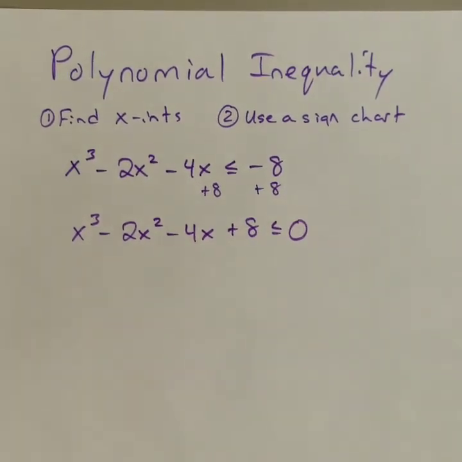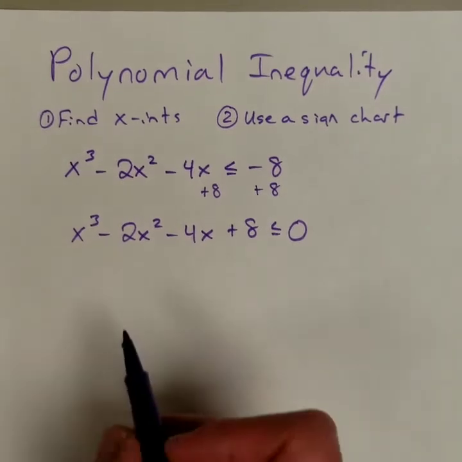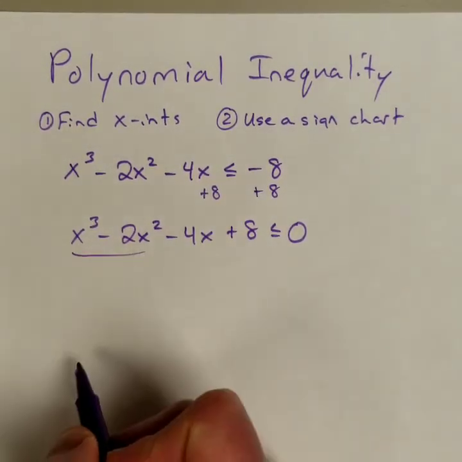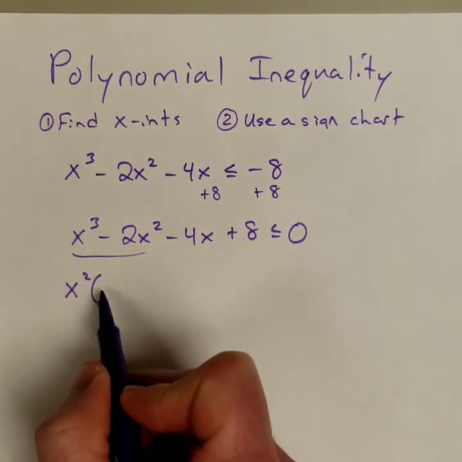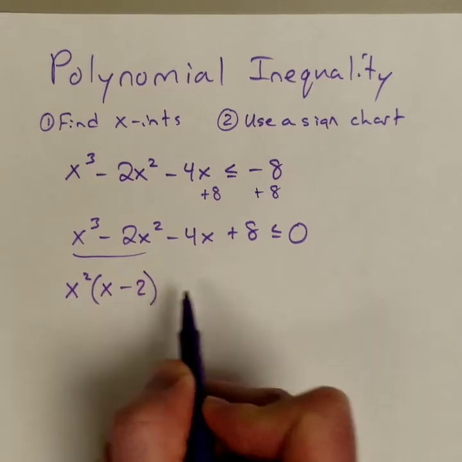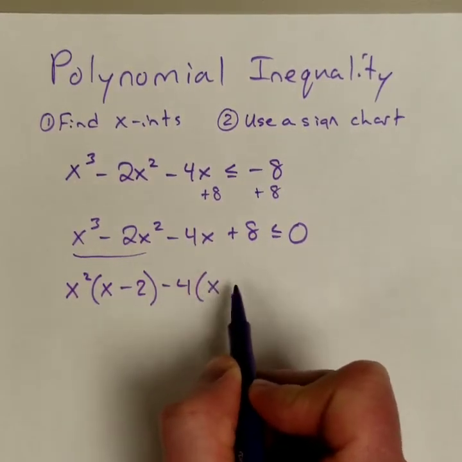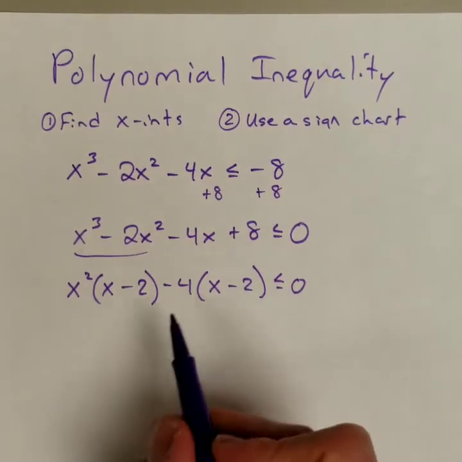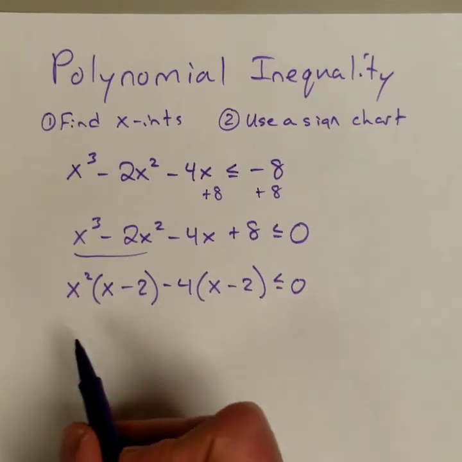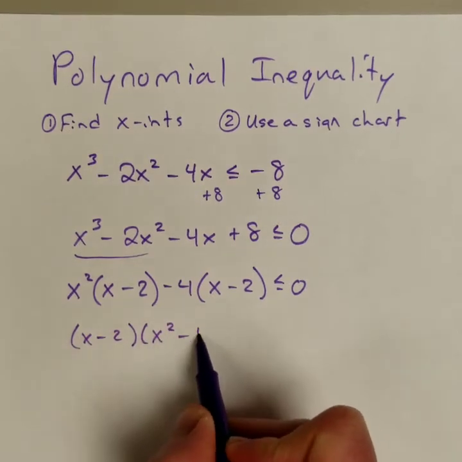Now to find the x-intercepts, we're going to do some factoring. I'm going to factor the first two terms here, pulling out an x squared. I'm using the grouping method here. We'll have an x minus 2 left. And then here I'm going to pull out a minus 4, and that will leave me with an x minus 2 also. And I'm going to then pull out the x minus 2, and I'm going to have left over an x squared minus 4.